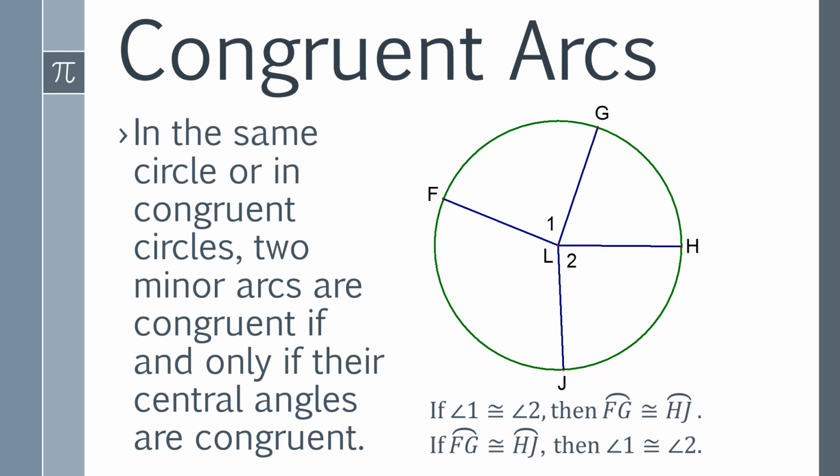Okay, so in the same circle or in congruent circles, two minor arcs are congruent if and only if their central angles are congruent. So in this drawing, if angle 1 is congruent to angle 2, then arc FG is congruent to arc HJ. And if we give you the information that arc FG is congruent to arc HJ, then we can deduce that angle 1 is congruent to angle 2.